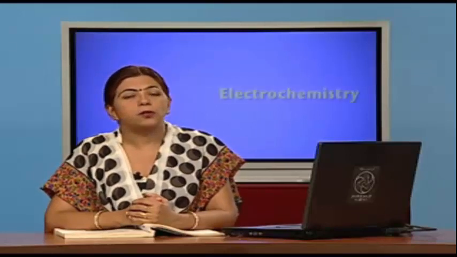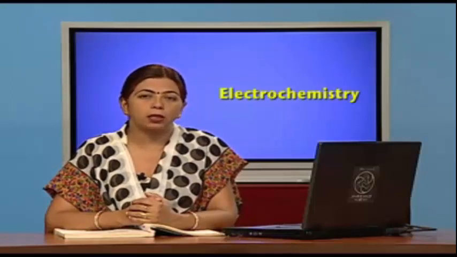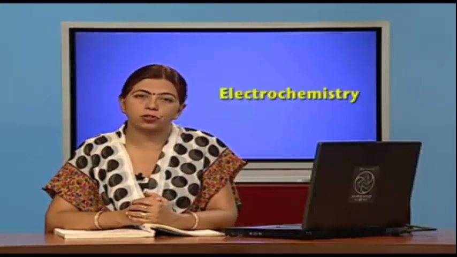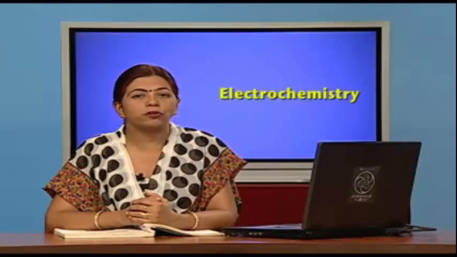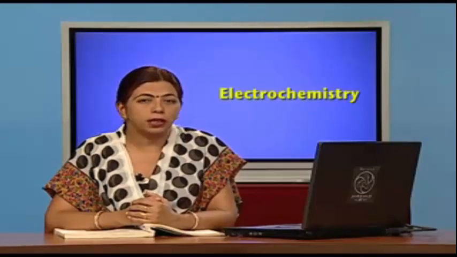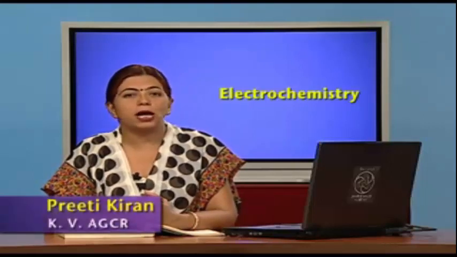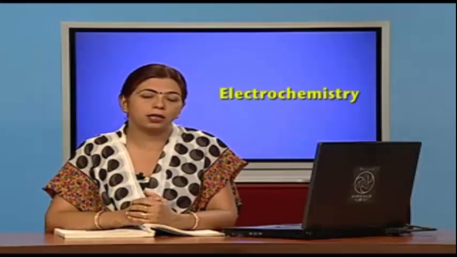Dear students, in the previous class I have explained you the primary and the secondary batteries. The primary batteries are those which cannot be used up again because they cannot be recharged, and when the chemicals are over or used up we have to throw it away. The secondary batteries are those batteries which can be recharged and can be used again and again.